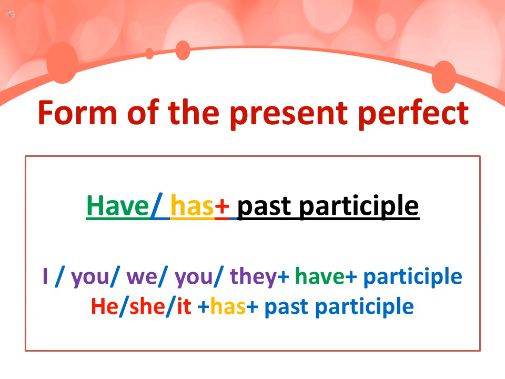It is either have or has plus the past participle, and we use have with subject pronouns like I, you, we, you, they, and has with subject pronouns like he, she, it. Okay, and past participle we already talked about it. It's two ways. We have regular one which we add ed, and irregular one which we memorize by heart.